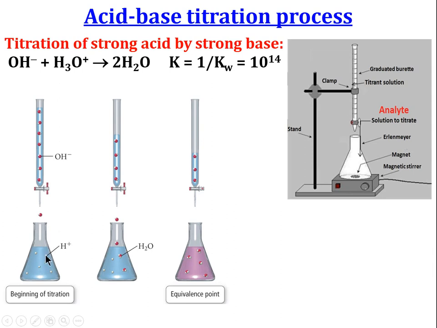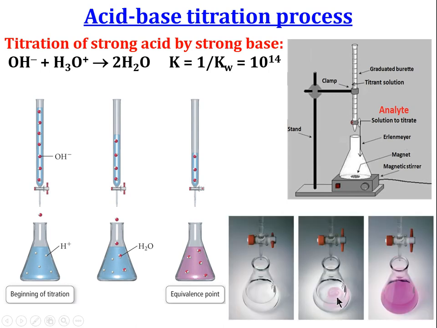When we add OH minus to the Erlenmeyer, OH minus will react with H3O plus according to the complete reaction. So H3O plus in the solution decreases, and the color will be less intense. When the reaction reaches equivalence, we pass to the basic medium, and the color will be the color of IN minus. So at equivalence, we can detect the change of the color in this figure from blue to purple.